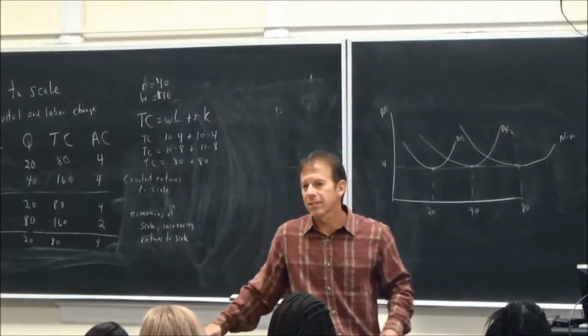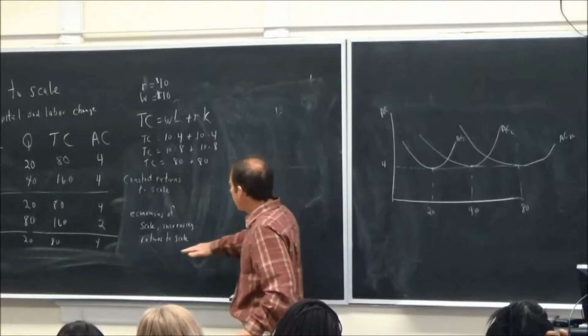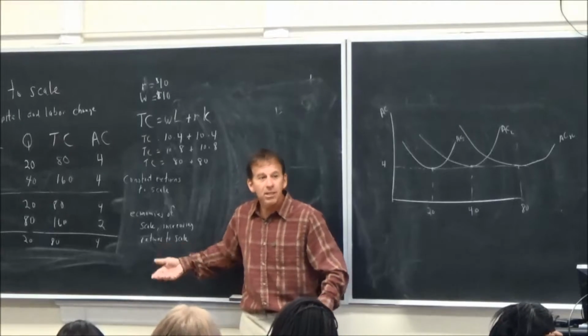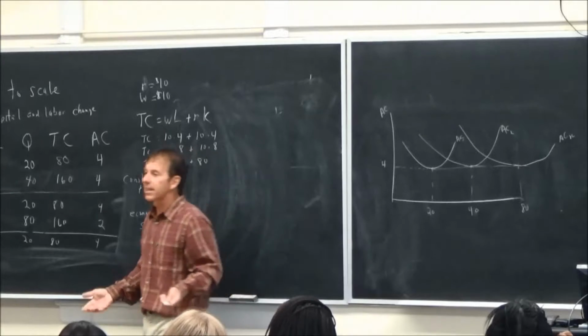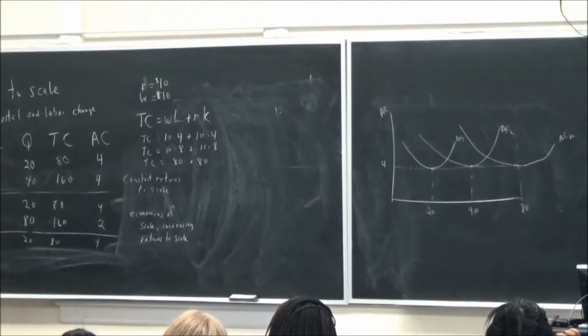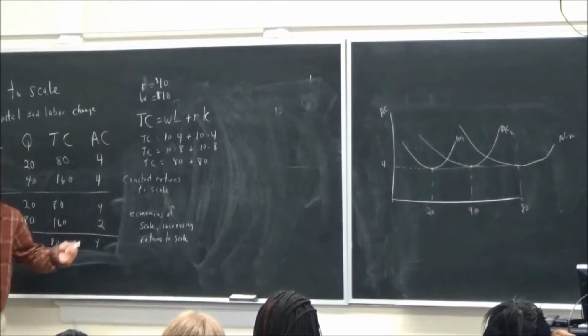And when that happens, that's called economies of scale. And it happens naturally. It happens because the bigger ones are more efficient than the smaller ones. It doesn't happen because the government says, I want big companies to dominate this industry. It happens because they're just more efficient.